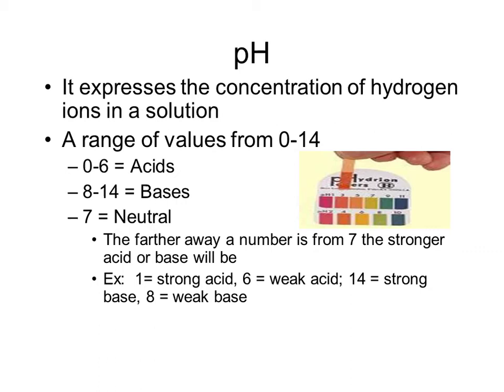The farther away a number is from 7, so the further to the outside of the spectrum it is, the stronger the acid or base would be. As an example, if I dipped my pH paper in a solution and it matched the color for 1, it would be a strong acid. A pH of 6 is a weak acid. A pH of 14 is a strong base, while a pH of 8 is a weak base. So the closer it is to 7, the weaker it would be.